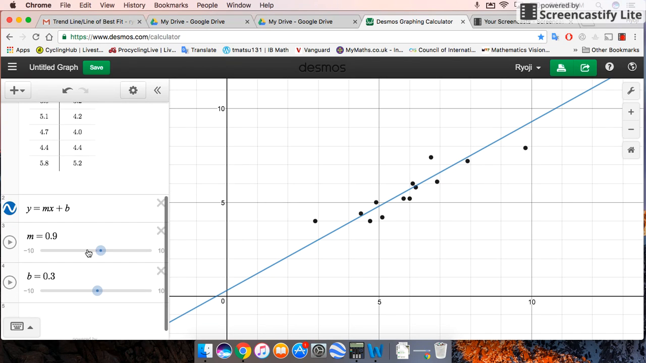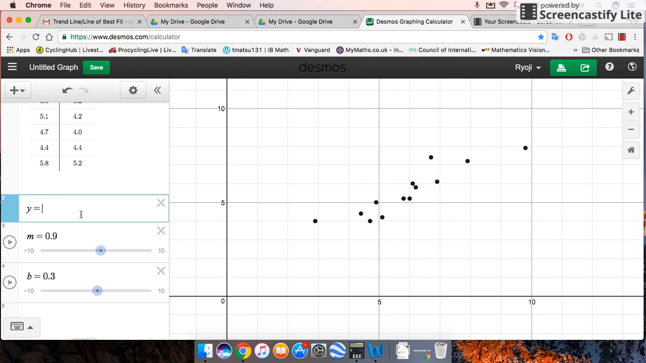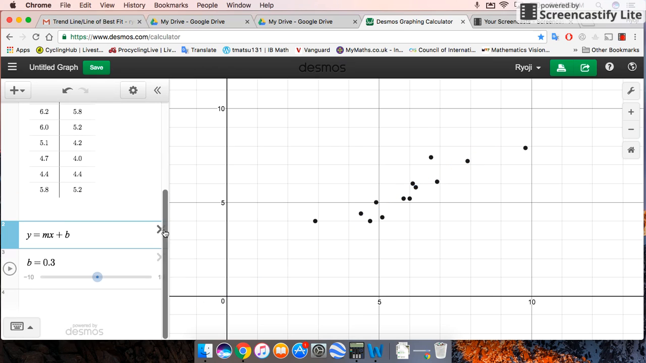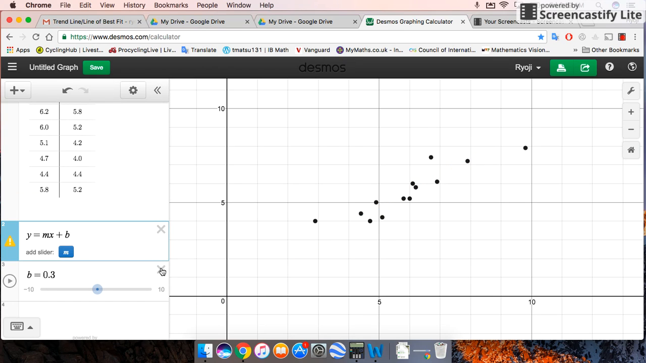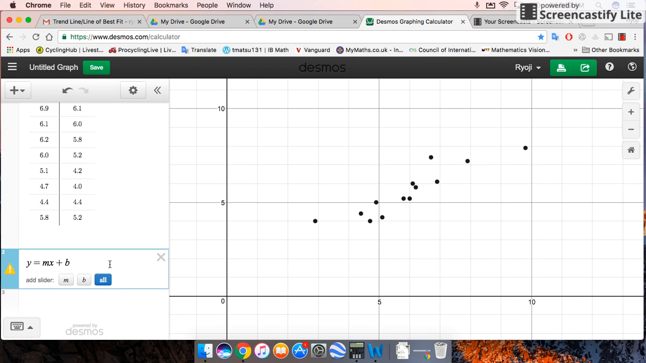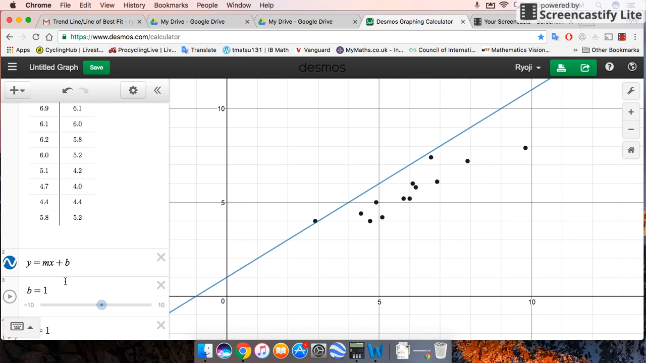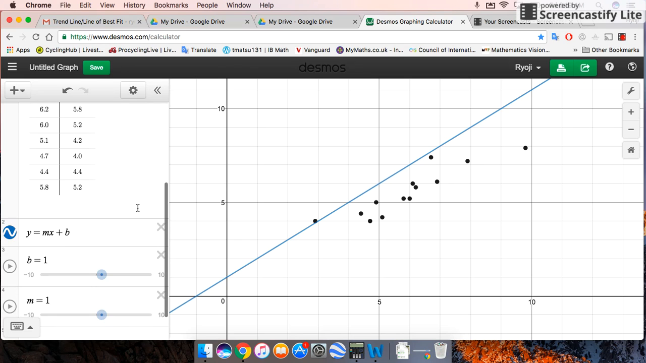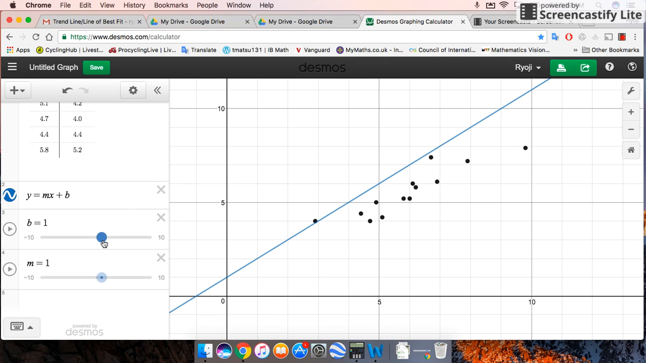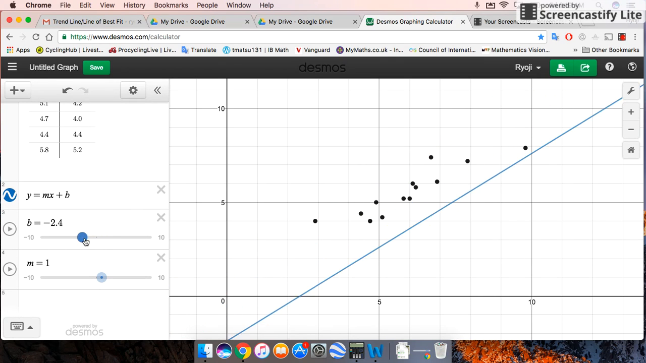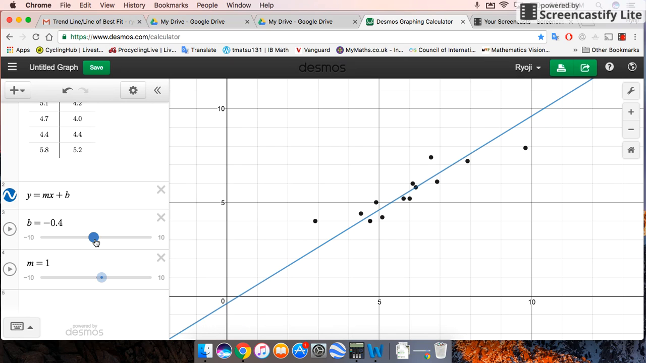Let me show you how to do this. Y equals mx plus b. Then you'll get these options to add sliders. So you're going to choose a slider for m, you're going to choose a slider for b. What this allows us to do is move the line around so that we can best fit the data, right?